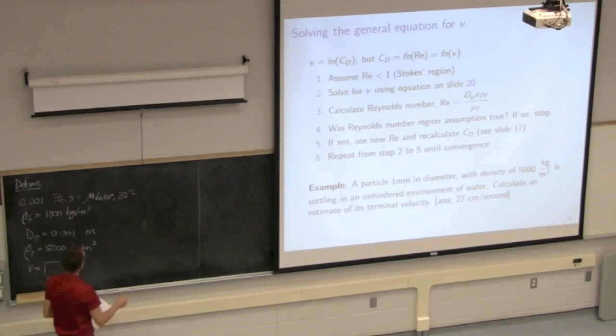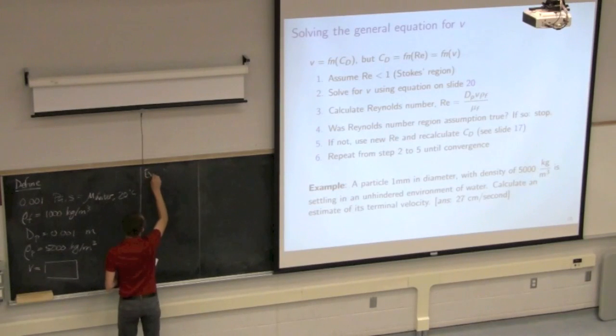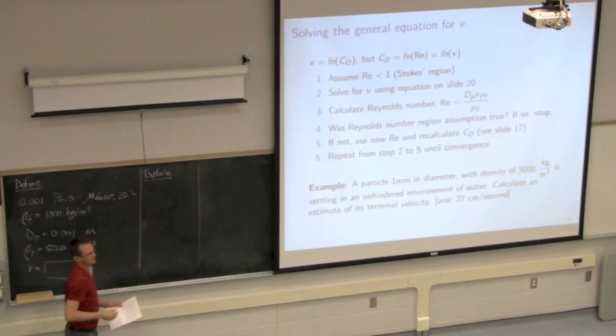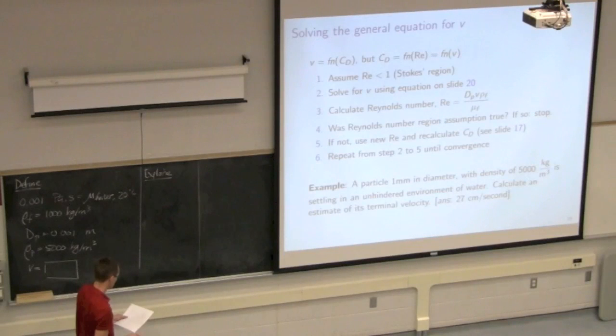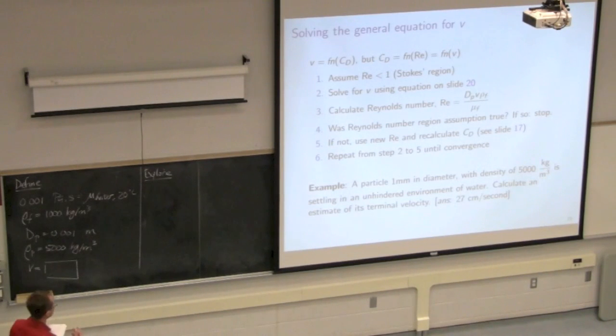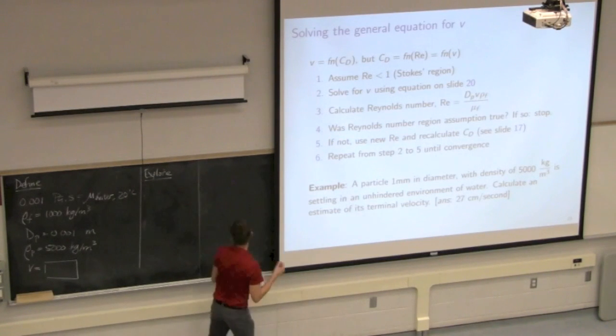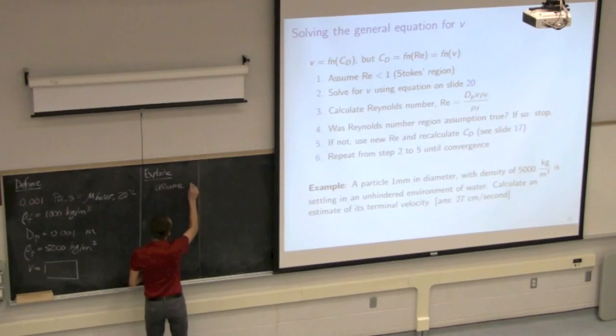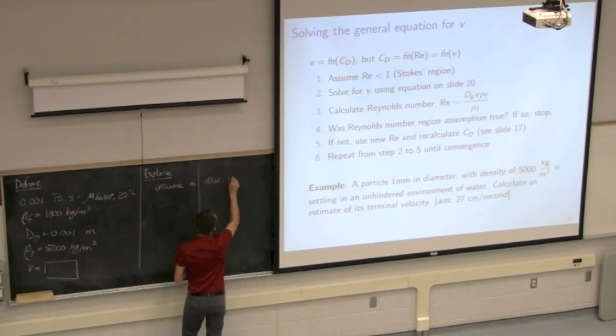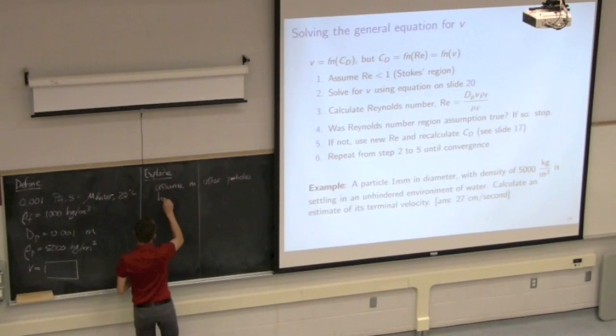The next step is to explore the problem. We've done some of that already in the discussion just prior to this. We've looked at what factors will influence the terminal settling velocity, so we're comfortable with that already. During the explore phase, you also look at things like assumptions. So we've assumed in our derivation that we're not being influenced by a wall or other particles. So when we're exploring the problem here, also simply state, assume no other particles hinder the settling.